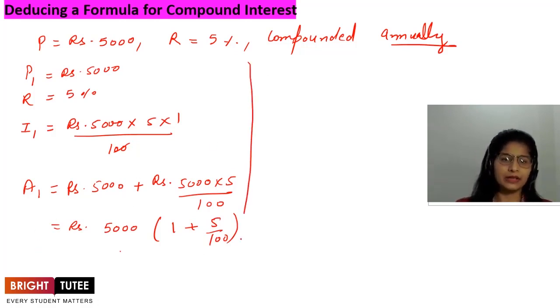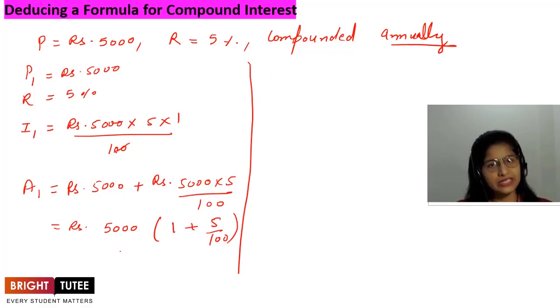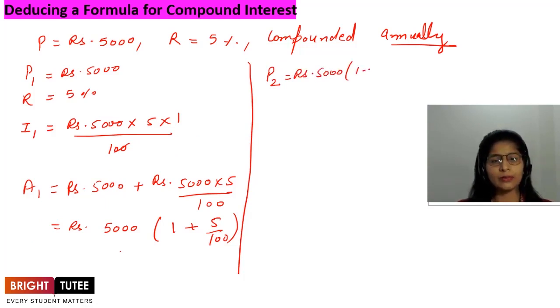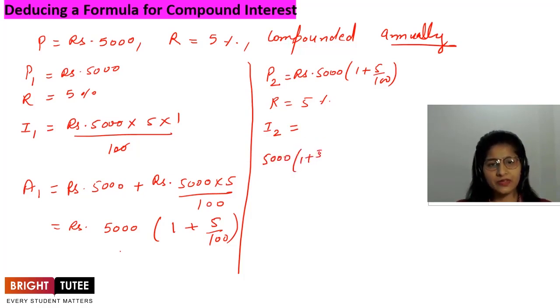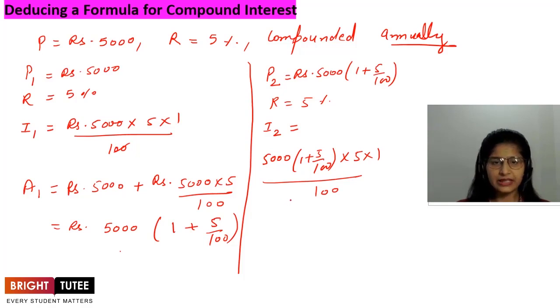Now this amount will become principal for the second year. So P2 will be equal to the amount for first year, that is rupees 5,000 into 1 plus 5 upon 100. Rate is 5%. Let's calculate the interest for second year. Interest for second year is principal, that is 5,000 into 1 plus 5 upon 100, right? I'm not solving it, taking the exact values to just get the formula. So interest is principal into rate into time divided by 100. Clear?